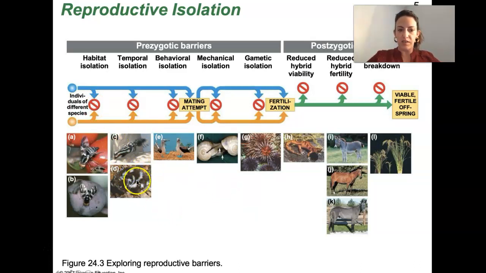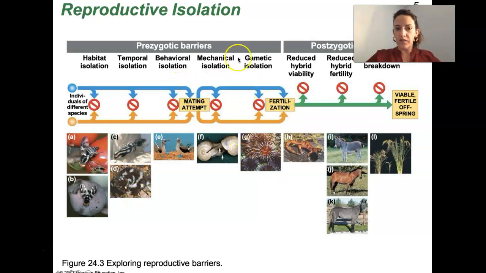That's the example here with these skunks. So there's a striped skunk and a spotted skunk here in C and D, and they could breed, theoretically. If you put the sperm and eggs together of these two animals, there would be an offspring. But they are isolated from each other because they breed at different times of the year. So you would never have a striped skunk breeding with a spotted skunk.